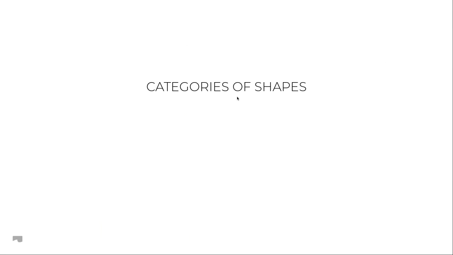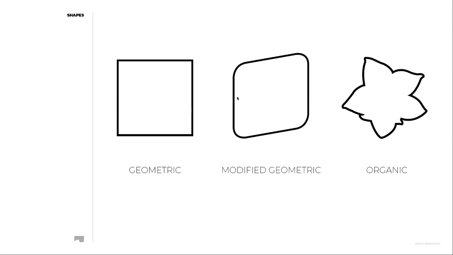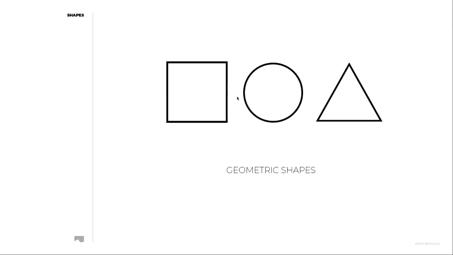Categories of shapes. There are 3 different categories of shapes. You may know these already, but just to go over them, I've got the geometric shapes, modified geometric shapes, and then organic shapes. And so I'm going to look at those 3 main ideas as we go through the tutorial this morning, this afternoon, wherever you're from.